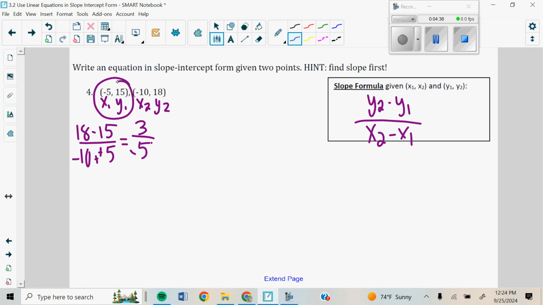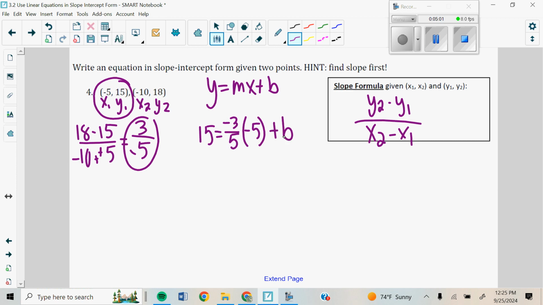I'm going to pick our first one just because generally I default to the first problem. So on the front side, we had to take our slope and our point and plug it into slope-intercept form. So we're going to do the same thing here. 15 was my y, equals -3/5, now my x was a -5, plus b. And we're going to solve for our b term.